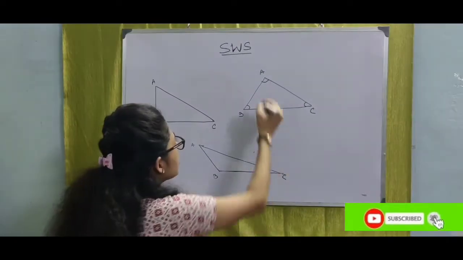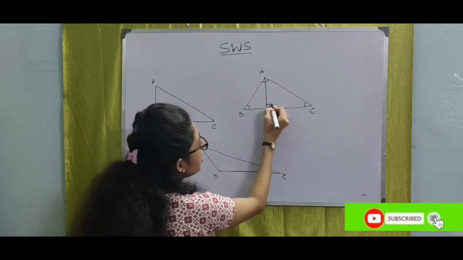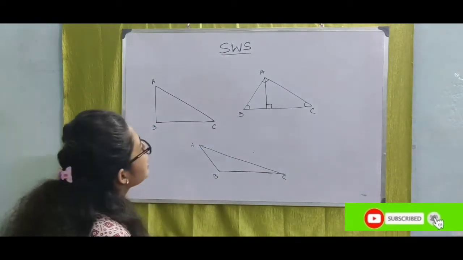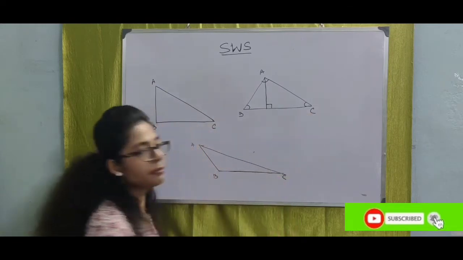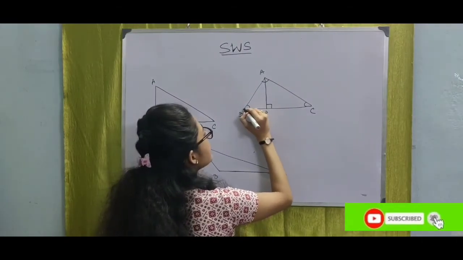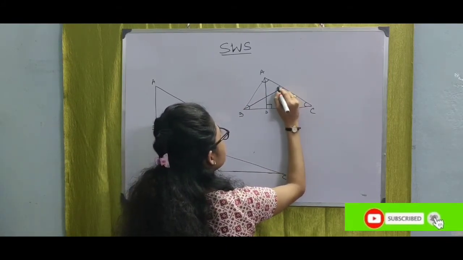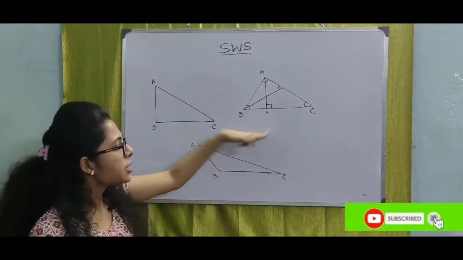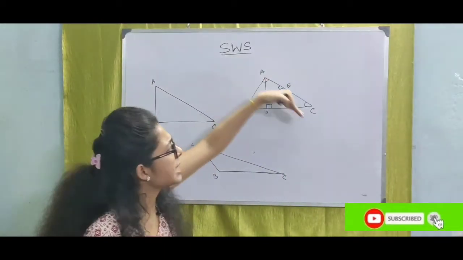When we draw the height from point A of the acute angle triangle, the height will produce 90 degrees on the base. When we draw from point A to the opposite side BC, this is the height. From point B to the opposite side AC, this is also 90 degrees. AD is a height on BC. BE is a height on AC.